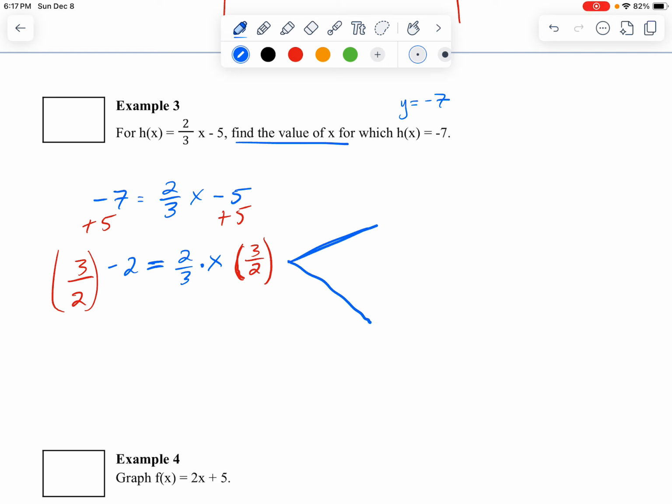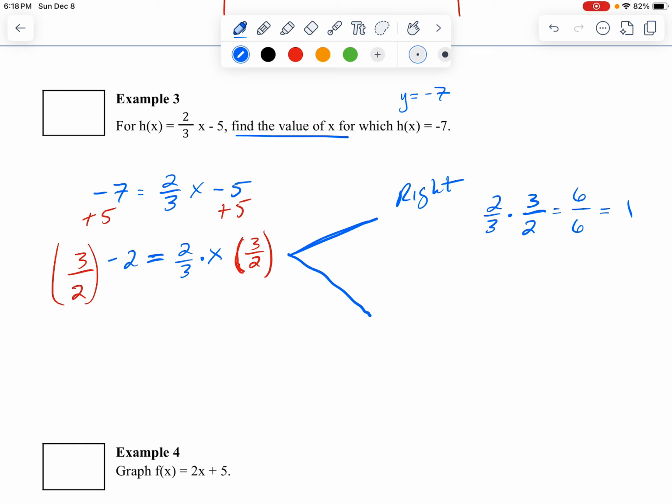On the right side, what happens when I take 2/3 times 3/2? When we multiply fractions, we go straight across the top, straight across the bottom. So 2 times 3 is 6. 3 times 2 is also 6. Any number divided by itself is 1. And so when I multiply those two fractions together, it turns into a 1, and 1 times x is just x. X will be left all by itself.